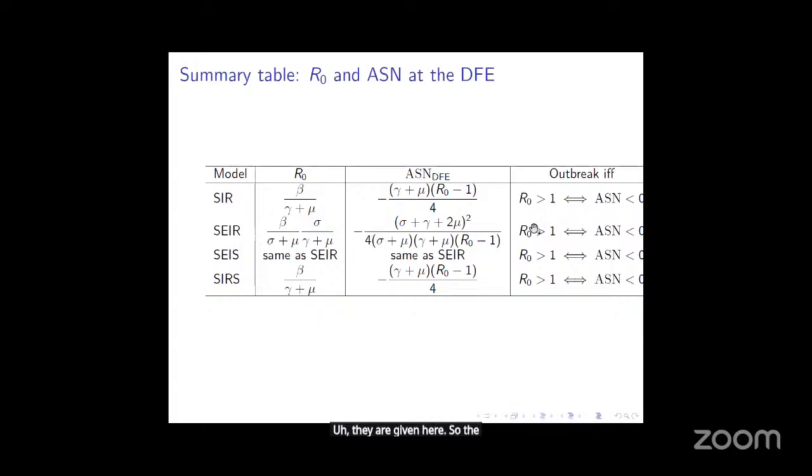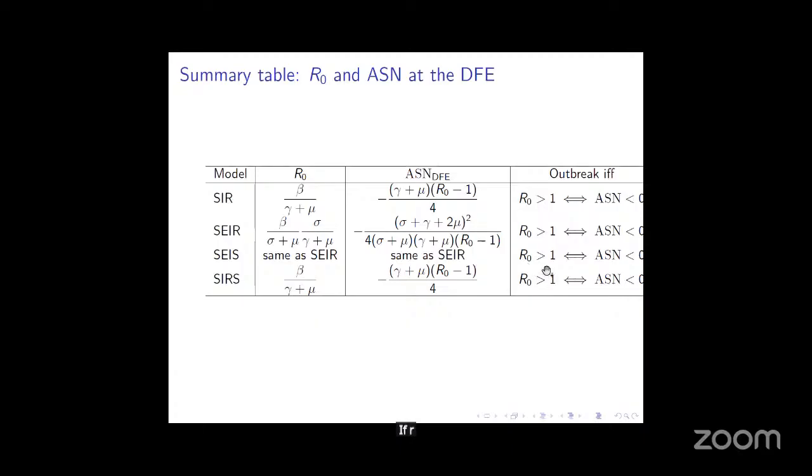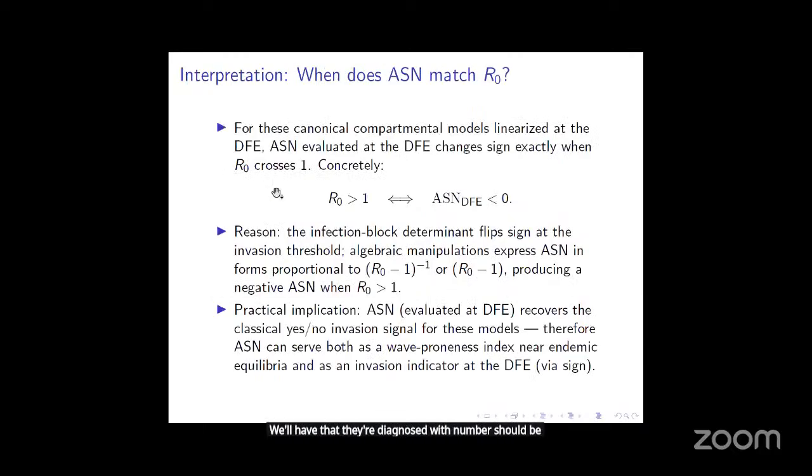So the condition is that if R0 is greater than 1, then it implies also that the diagonal strength number will be less than 0. If R0 is greater than 1, the diagonal strength number will be less than 0. And for this case, if R0 is greater than 1, we will have that the diagonal strength number should be less than 0. So now the interpretation: when does the diagonal strength number match R0?